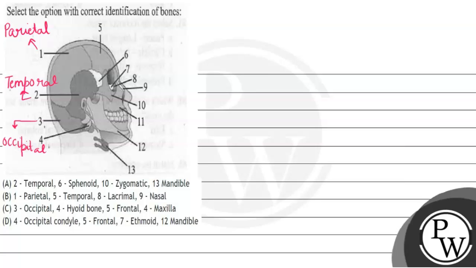For the fourth one, this is the occipital condyle. Now the fifth one is the bone जो कि आपके forehead पर present होती है. This bone is known as frontal bone. And on the sixth number, this bone is known as sphenoid bone.